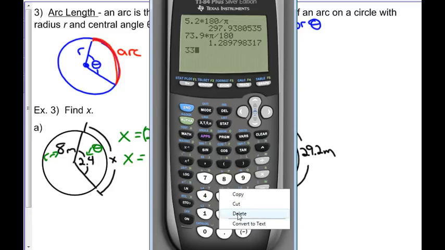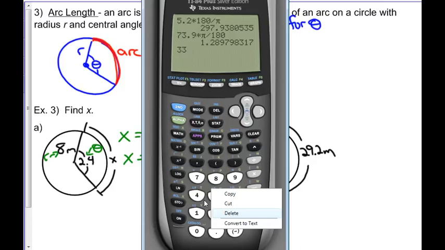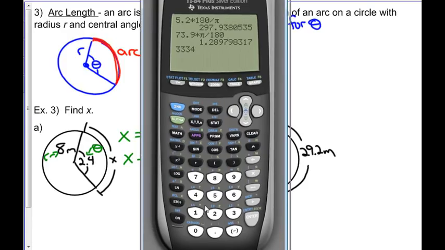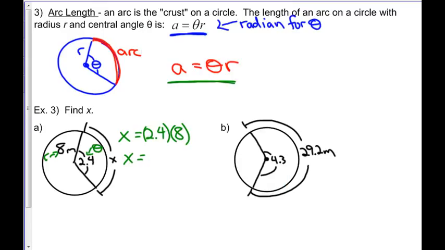I hope that you've been able to figure this out on your own calculator. Okay, let's forget the calculator. 2.4 times 8 is going to give us 19.2 meters.